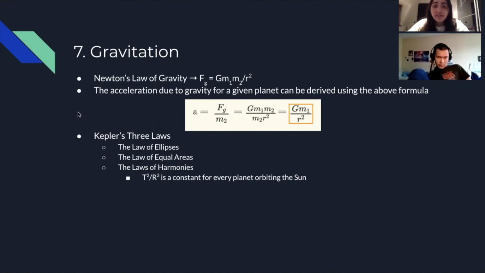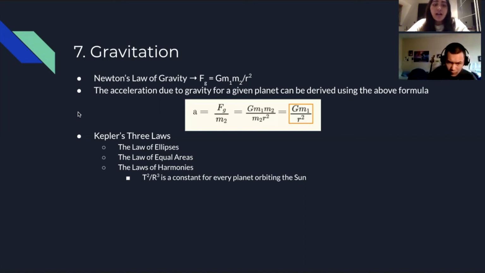Therefore, if we put in the equation we just said before, we get G, the gravitational constant, times m1 times m2 divided by m2 times radius squared. As we cancel things out, we get that G times m1 divided by r squared is the acceleration due to gravity. On Earth, if you plug in Earth's radius for r and Earth's mass for m, you get approximately 9.8, which is the value we've been using this entire time for acceleration in the vertical component of projectile motion.